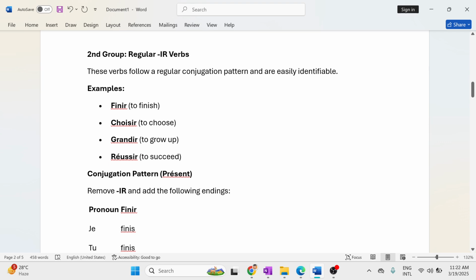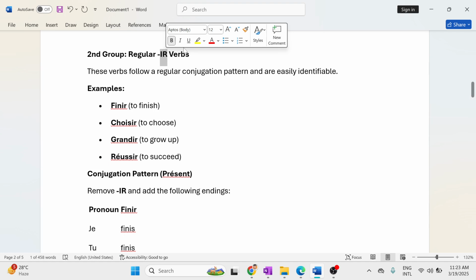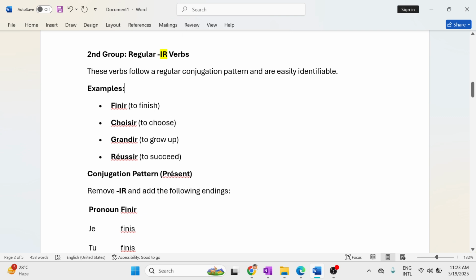The second group has kind of the same regular conjugation pattern. So it is also very easy, just like ER. So yes, it has a regular conjugation pattern and is easily identifiable. Not all, but most of the IR verbs fall into this second group, right? Just like with ER, we cannot say all of the ER verbs fall in the first group, because aller, one of the important verbs itself, is not in the first group of ER, right?